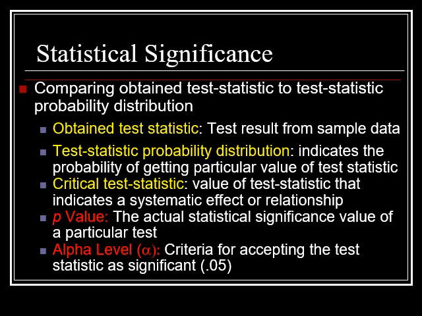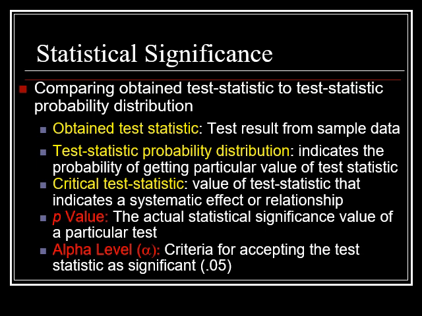So on all of these inferential statistics, what we're doing is we're comparing the obtained test statistic, so the value we calculate, to a test statistic probability distribution. So we have some definitions here. The obtained test statistic is the test that we actually calculate. It's what we are calculating using the equation.